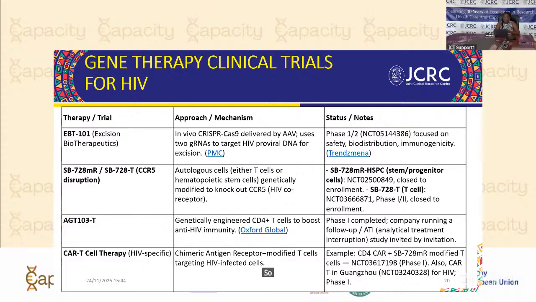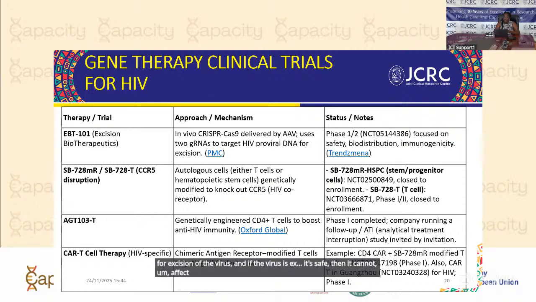So when we talk about gene therapy, sometimes it sounds as if we are on Mars, but in actual sense, there are some clinical trials that have been done in terms of gene therapy for HIV, and mostly they've looked at use of CRISPR being delivered by an AAV vector, and this would be targeting HIV proviral DNA for excision of the virus, and if the virus is excised, then it cannot affect other cells, so you're clear.